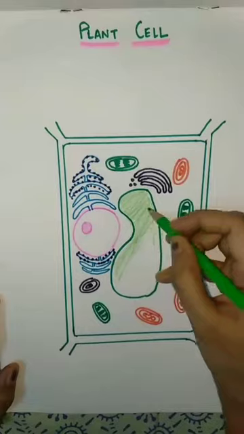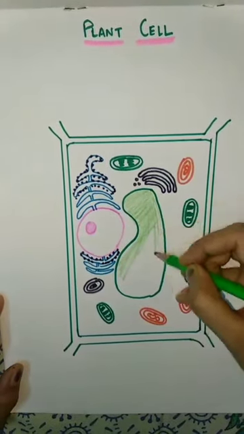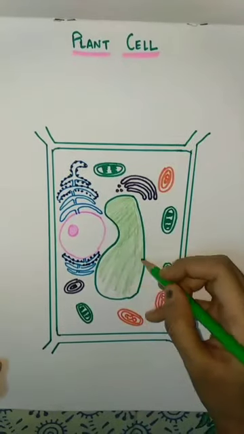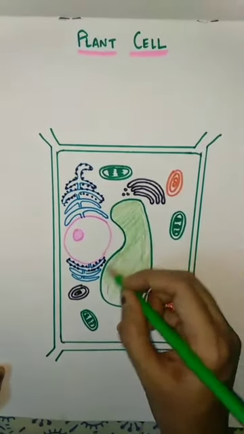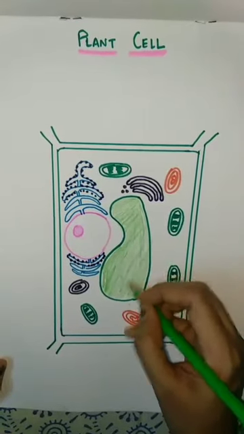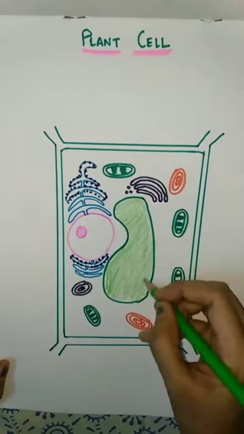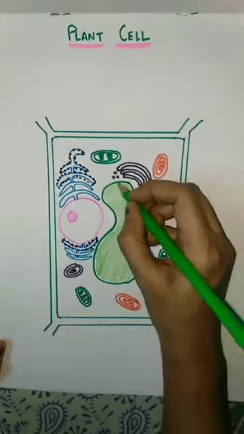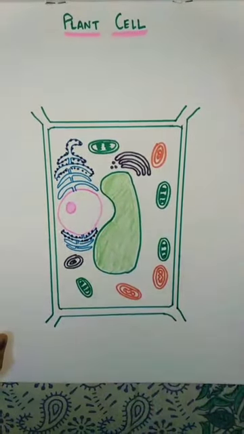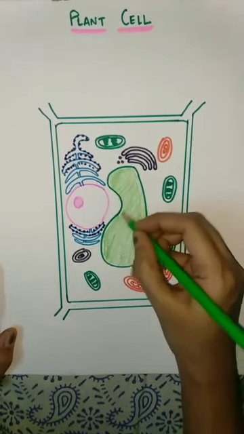Now I'm shading the vacuole with the help of a green or a light green color pencil. So it's your wish. If you want to color, you can, but otherwise there's no need for you to do this. So I'm shading it completely with the help of this green pencil. I'm keeping one side dark in order to give a shading effect.